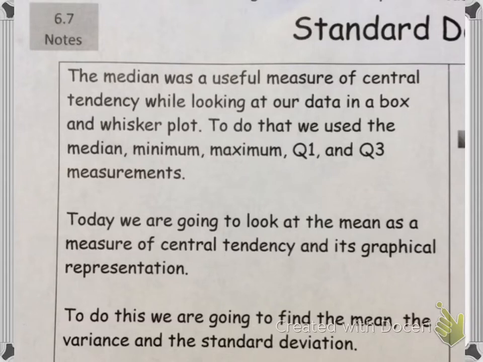So previously, the median was used to measure central tendency while looking at our data in a box and whisker plot. To do that, we use the median, the minimum, the maximum, quartile 1 and quartile 3 measurements. So today we're going to look at the mean as the measure of central tendency and its graphical representation. To do this, we're going to have to find the mean, the variance, and the standard deviation.